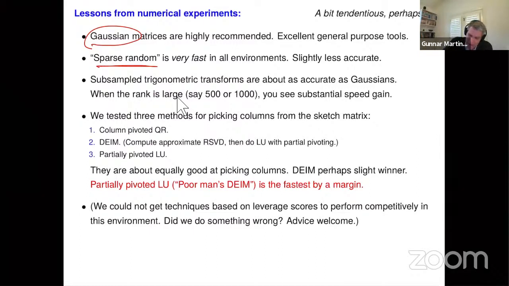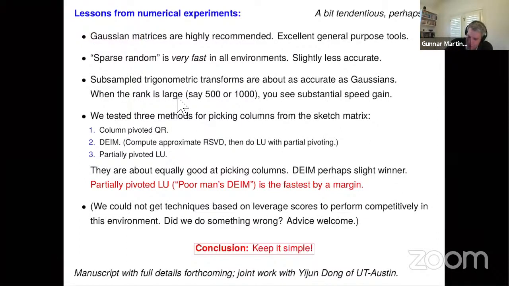And then we compared three different techniques for doing the post-processing of the sketch matrix. They all perform very comparably in terms of accuracy, but the last one is very, very fast. So it's sort of funny that there have been many years of people studying these methods, and as far as I can tell, the simplest method is very hard to beat. So keep it simple is the conclusion here.